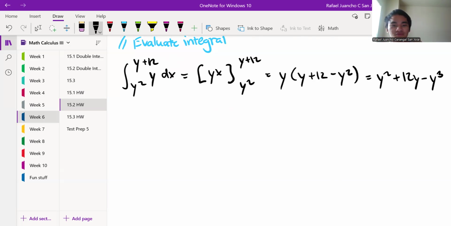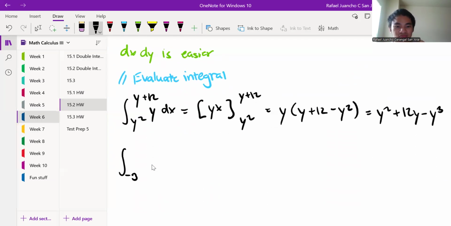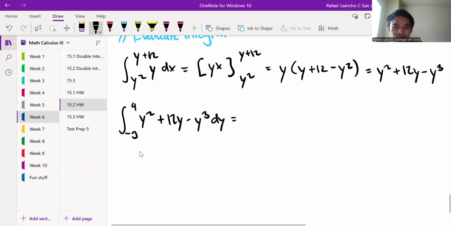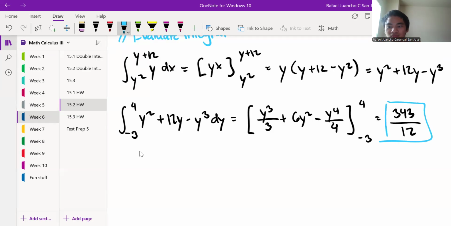And then we integrate with respect to y. Now I integrate this thing, dy. So here I straight up integrate. This one is 6y squared. This one is y fourth. Now I have to do all of that stuff. Okay, so if I do all of that stuff, I get 343 over 12. I have a solver. Okay, that's that.